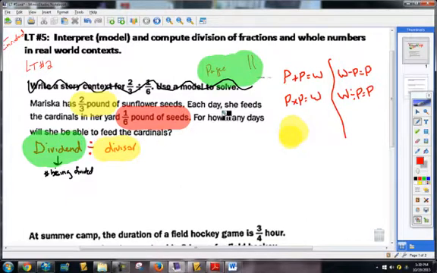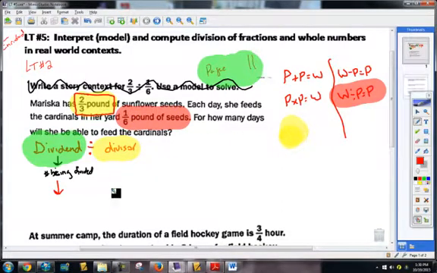Now we've got to think. What's what here? We can think in these terms right here: whole, part, and part. We have to determine which one of these numbers is the whole, which one is the part, and is the question asking for a part or is it asking for a whole? That's what we've got to figure out, and that's why we've really got to think, what's being divided here? Is the 2/3 pound of sunflower seeds what's being divided, or is the 1/6 that she's going to use each day?